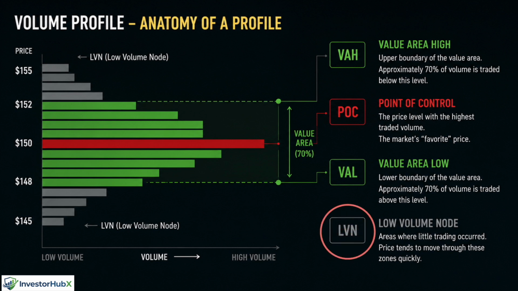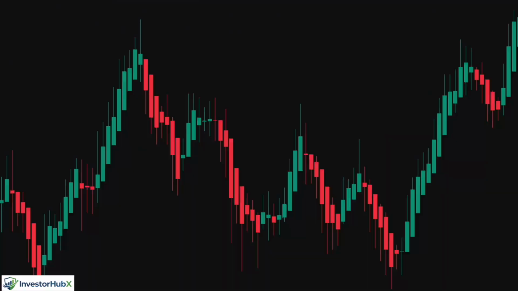Finally, we have LVN, which stands for low volume node. These are areas where very little trading occurred. On the volume profile, they appear as thin sections or valleys between larger bars. Because few trades happened there, the market didn't spend much time there. Instead of slowing down and consolidating, price can accelerate through these areas. That's why traders sometimes use LVNs to identify fast movement zones, breakout areas, or potential turning points.